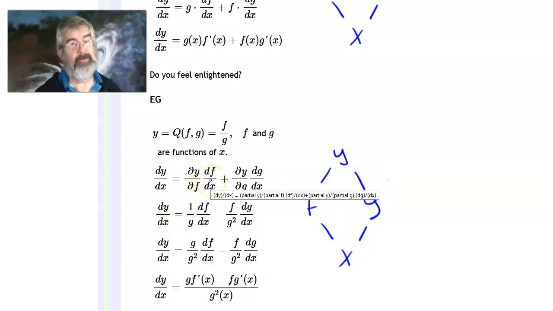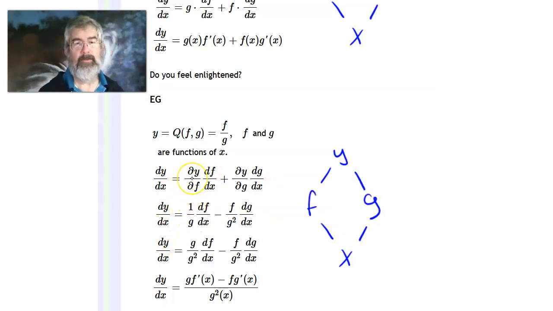Now, for this function, what is the partial of y with respect to f? Well, if you're thinking of g as the constant, this is just f times 1 over g, so the partial derivative is 1 over g.